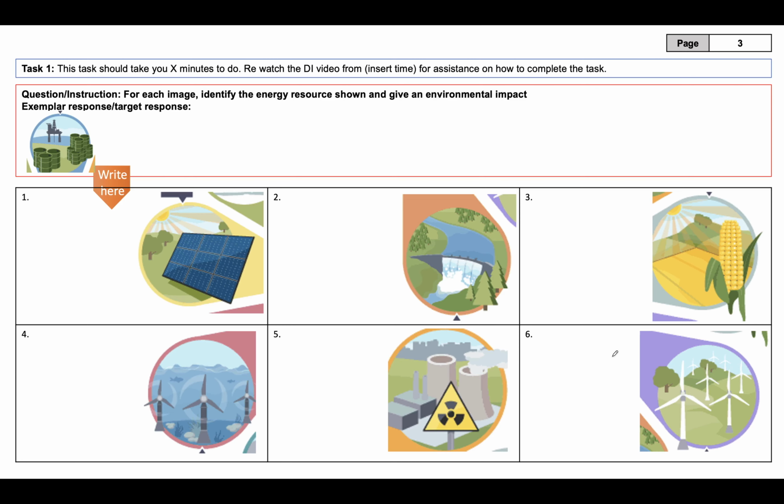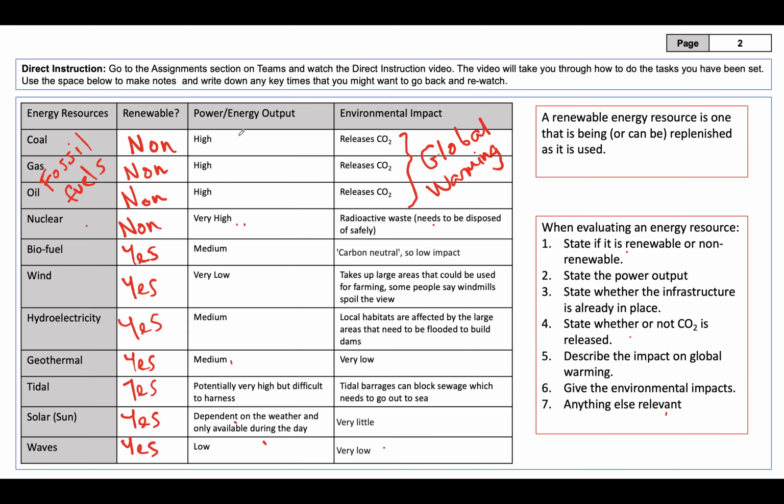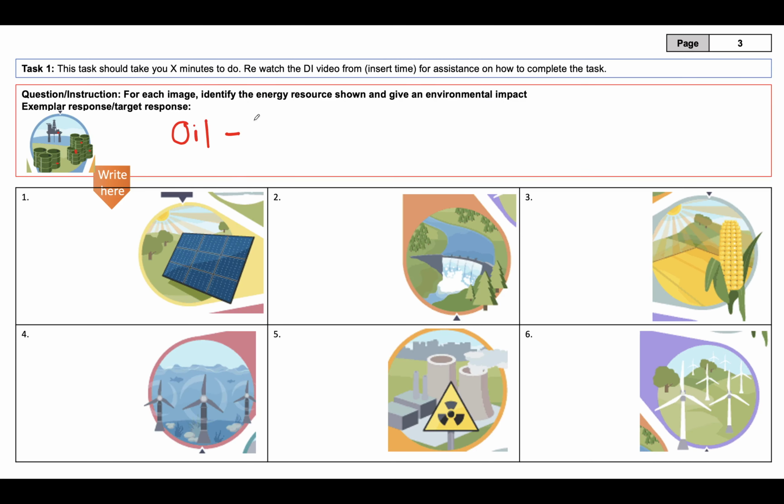So your first job is to have a look at these images. What form of energy do you think they represent? For example, this one up here, I believe it is oil, and I think that because there are loads of oil drums lying around and there is an oil rig in the background. It also asks me to give the environmental impact. So let's flick back up to here. Oil releases carbon dioxide. And that's all we have to do. So have a go at these, please, and let me know how you get on.